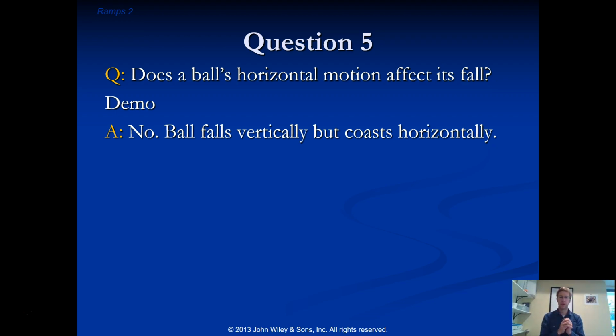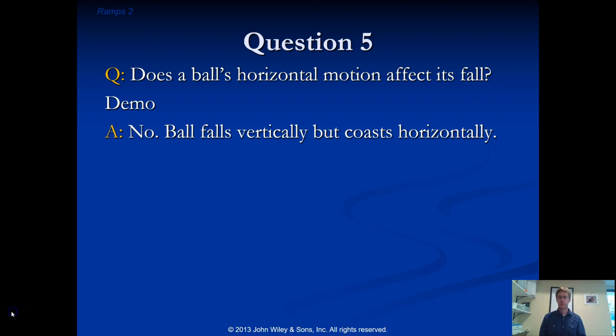Another way to think of it is that the acceleration due to gravity is the only acceleration it's experiencing. Its weight force is the only force it's experiencing, and that's straight down. Ignoring air resistance, it's going to only coast horizontally, maintaining a constant horizontal speed, while vertically it's falling in the same way that we saw with throwing a ball straight up and down.